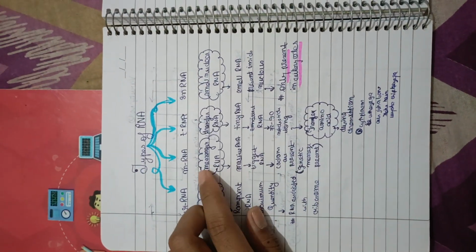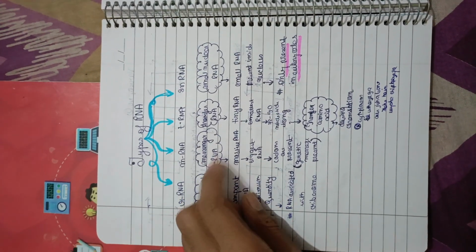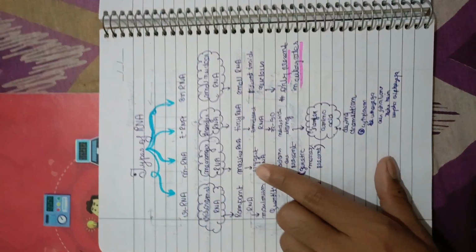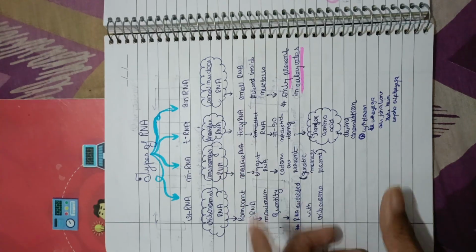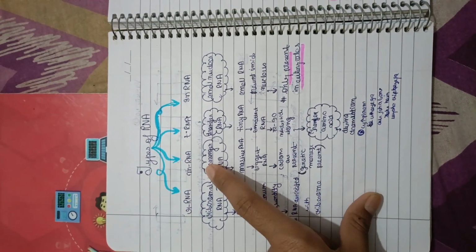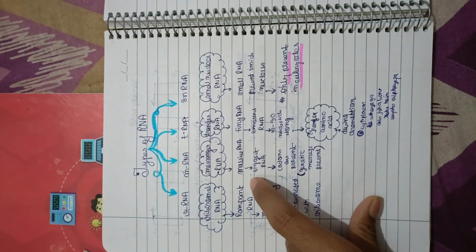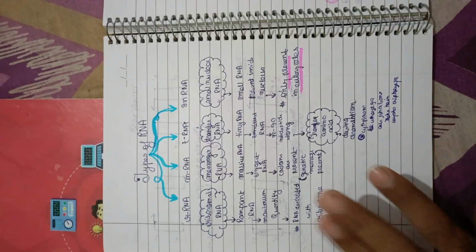Okay, so basically you have to remember, messenger RNA is massive RNA. And why have I written massive RNA? Because its size is much bigger. The nucleotide sequence is much bigger, it is the biggest RNA. That's why I have compared it like this: M for messenger RNA, M for massive RNA, the biggest RNA. Just take this screenshot.